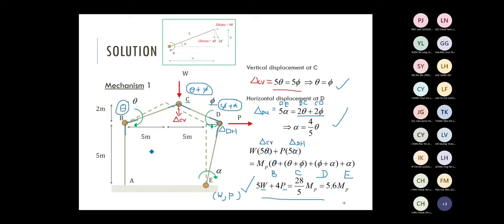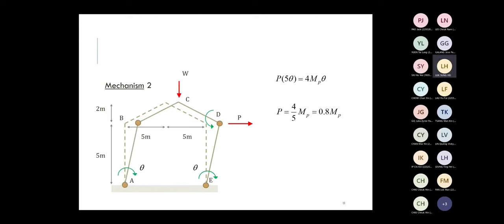Case 2 is actually the easiest one. In case 2, we assume that plastic hinges form at point A, point B, point D, and point E. A, B, D, E. For this scenario, the top part, BCD, has no plastic hinge in between. Portion BCD has no plastic hinge in between.